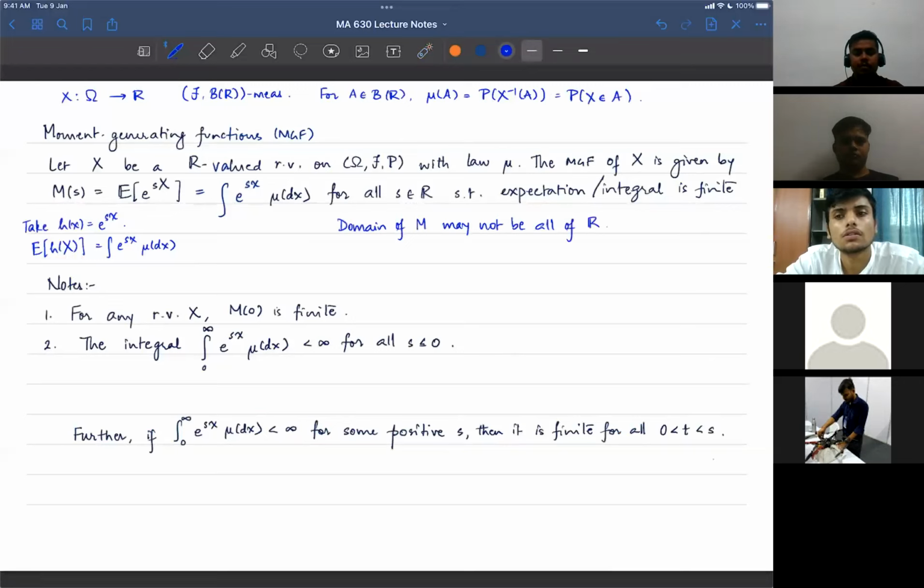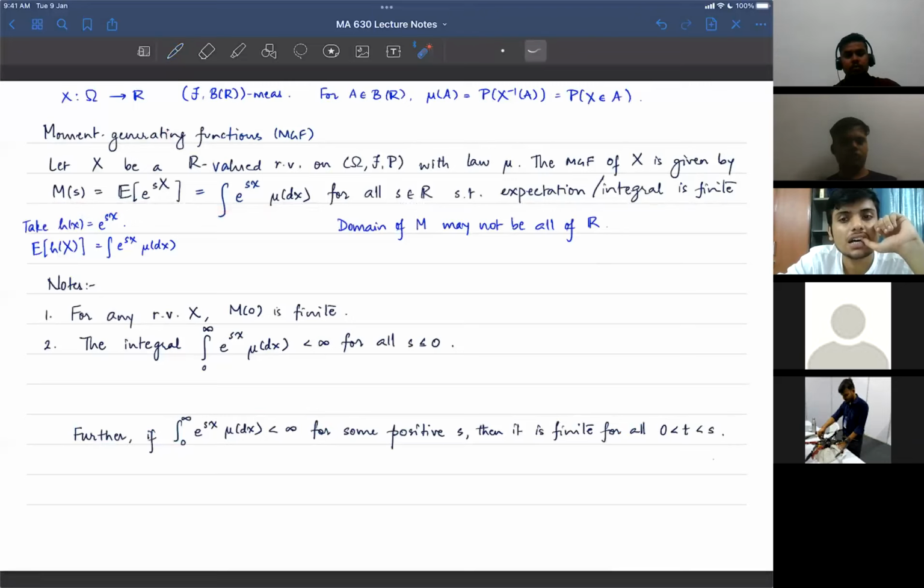Can somebody give me an example of a random variable whose moment generating function would not exist? Actually, let me go back. Is there any value of s for which this is absolutely guaranteed to be finite? So I'm asking you, is there any value of s such that no matter which random variable I take, this guy will be finite?